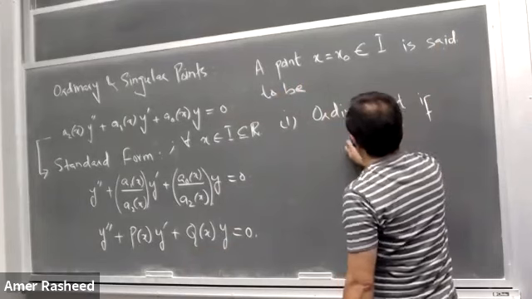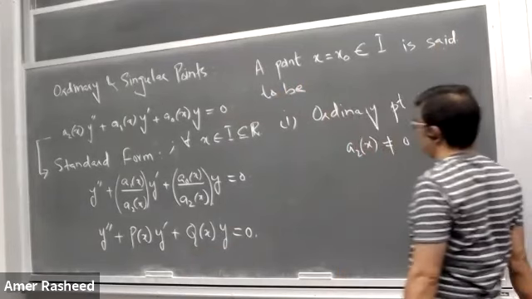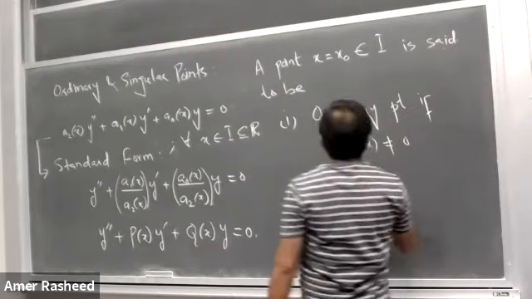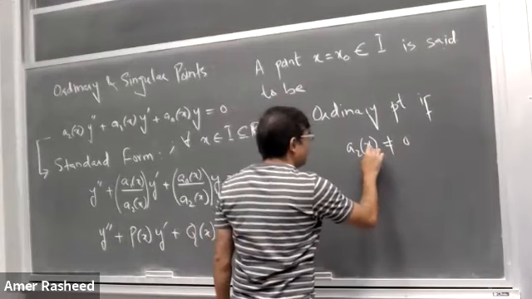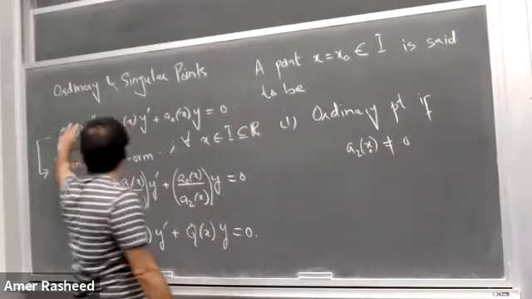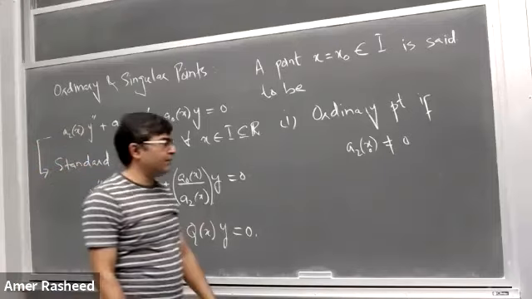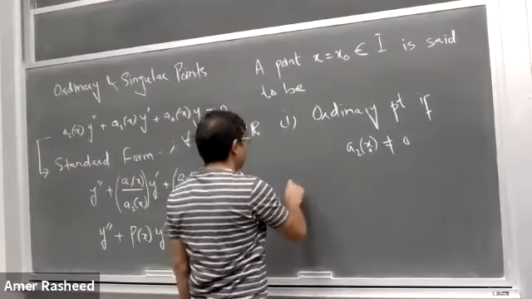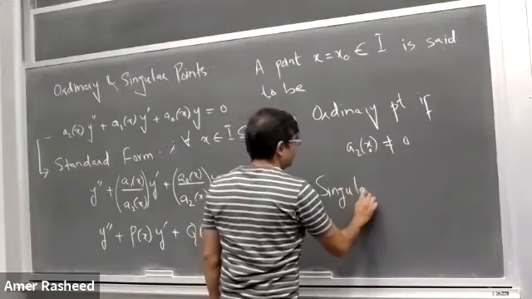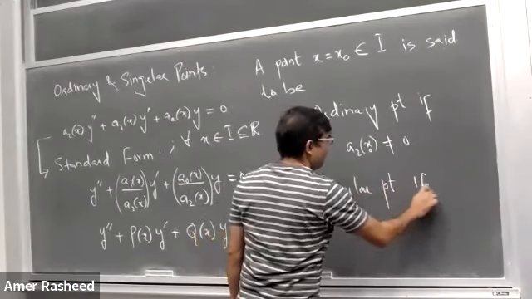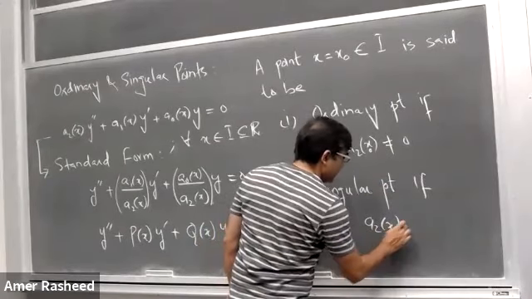if a2 of x naught is not equal to 0. In fact, whenever we put this x naught into this coefficient function a2 of x, it is not equal to 0, then this is called an ordinary point. It is called a singular point if a2 of x naught is 0.